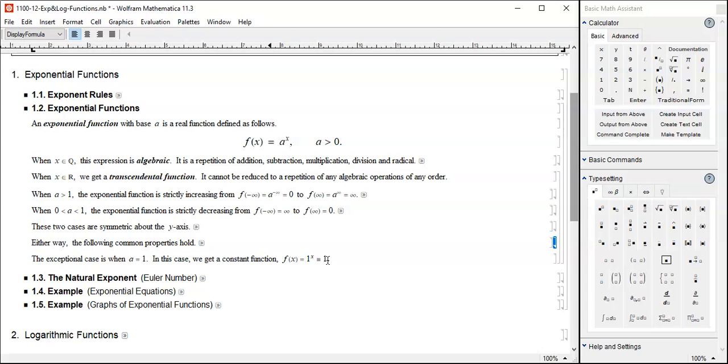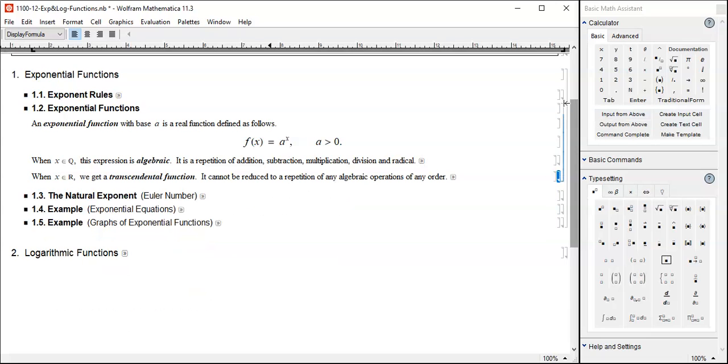The lone exception is when a is equal to 1. In that case, you get a constant function, constantly 1, and that's an oddball case. We don't usually consider it. And in this case, there's no inverse because a constant function, a horizontal line, is not a one-to-one function.